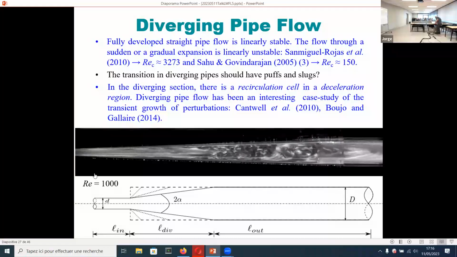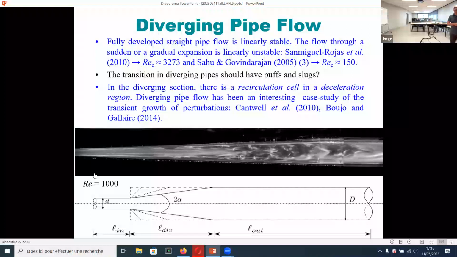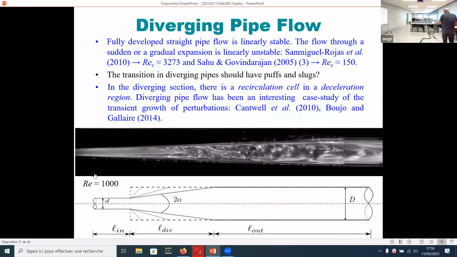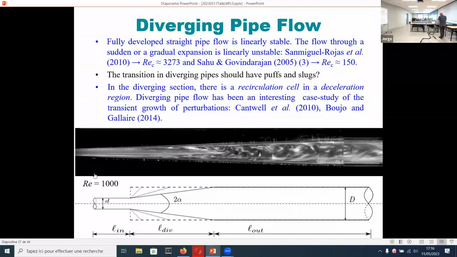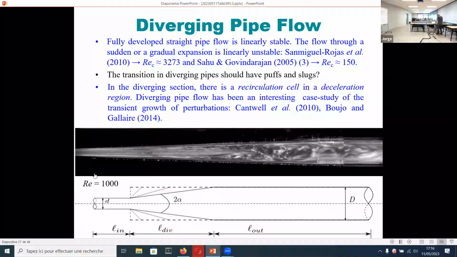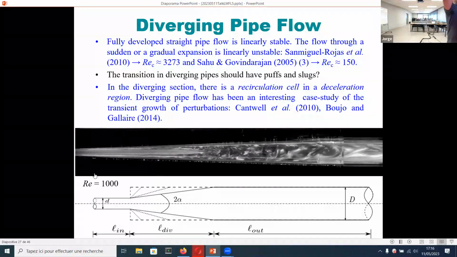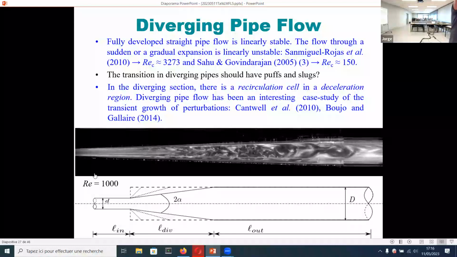And we've done some experiments. In fact, the great advantage of this system is that this time we don't need a traveling camera because everything stays in place. But there are additional circumstances. Here we have a recirculation region in the corners, and we have a strong deceleration because the section is increasing very much.